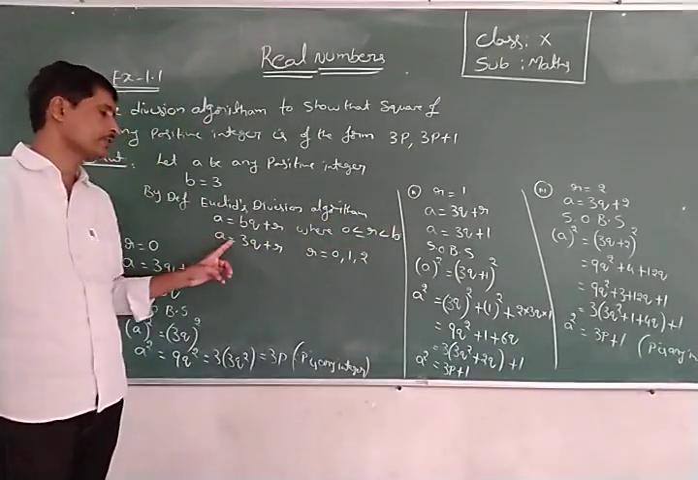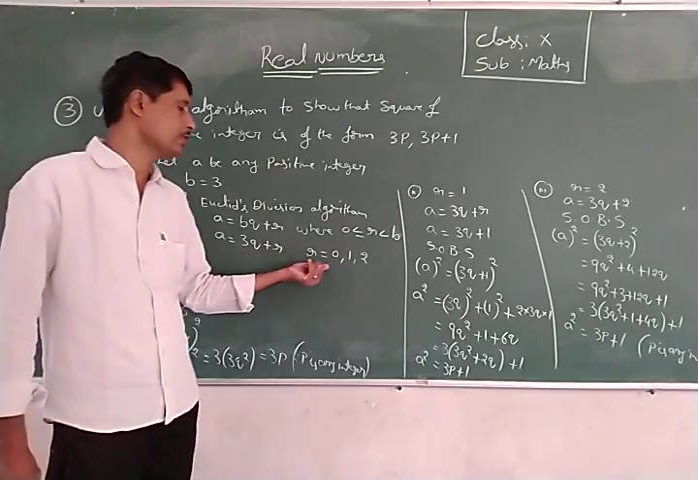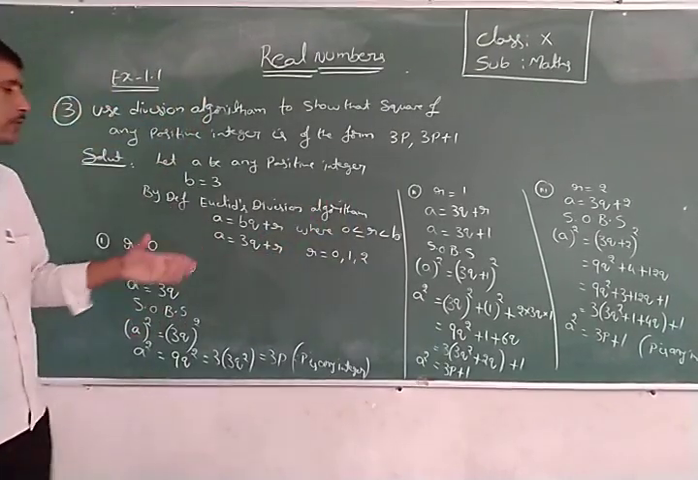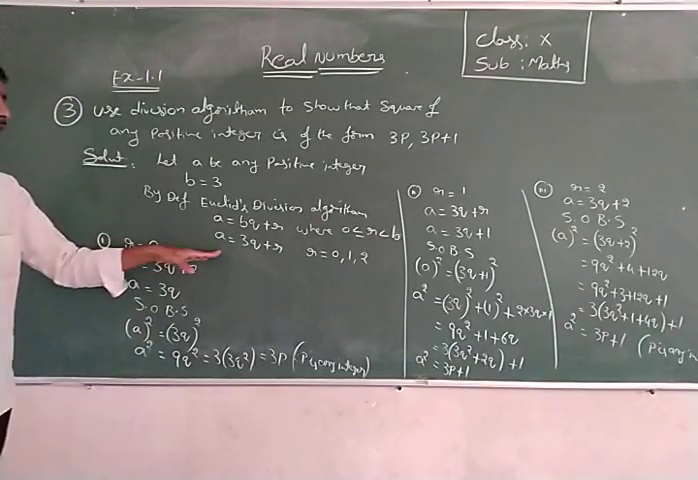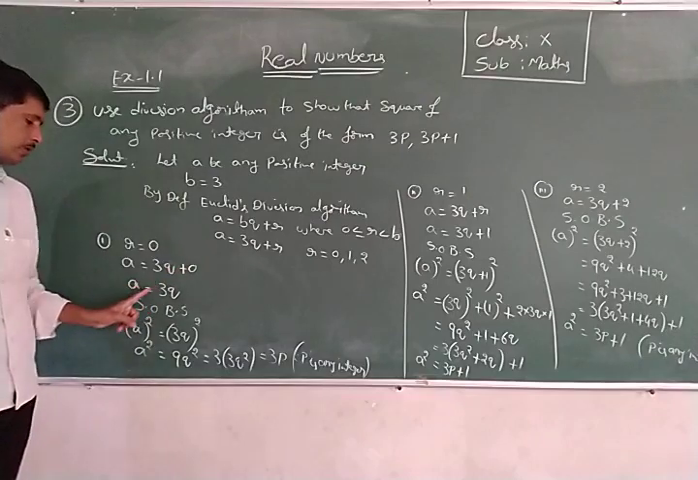Here a equals 3q plus r, with 3 in place of b. The remainders are 0, 1, 2. First, take r equal to 0. Substituting into a equals 3q plus r, we get a equals 3q.